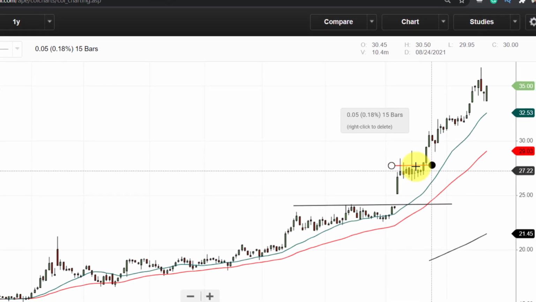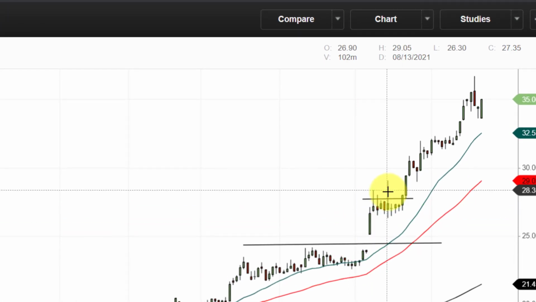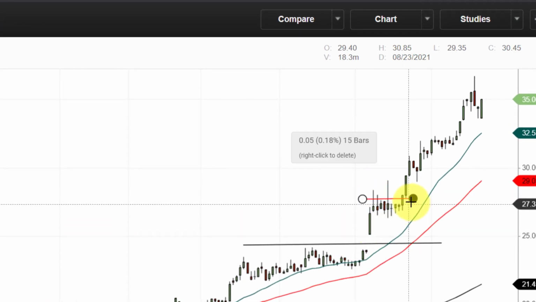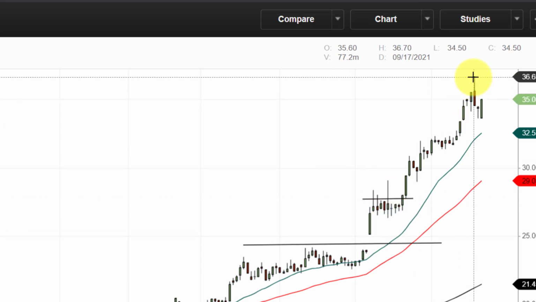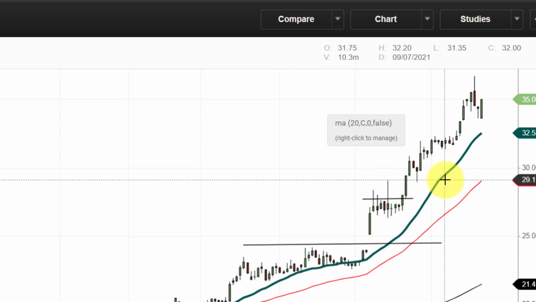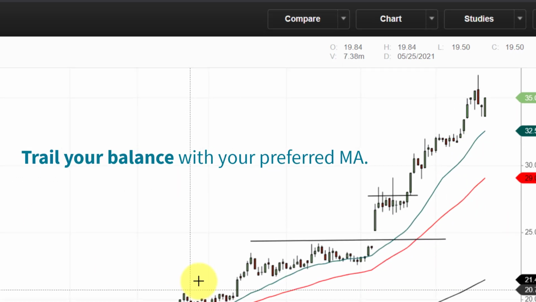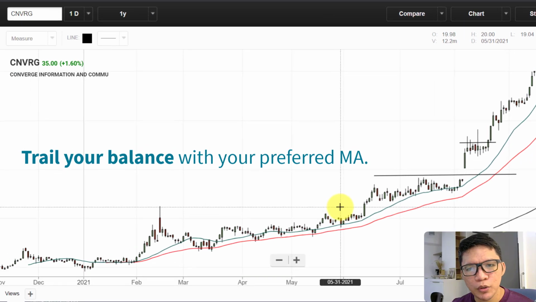Whereas kapag isang level lang kasi yung pagbebentahan mo, halimbawa, yan lang talaga yung initial target price mo. So, ibebenta mo lahat dito. Hindi mo actually nasakyan itong malaki na to. Whereas, pag gumamit ka ng moving average, pwede mong i-trail yung iyong balance. Okay, so yun lang actually yung lesson natin for today.